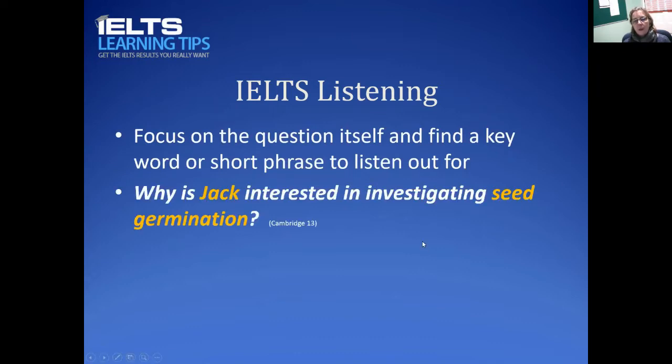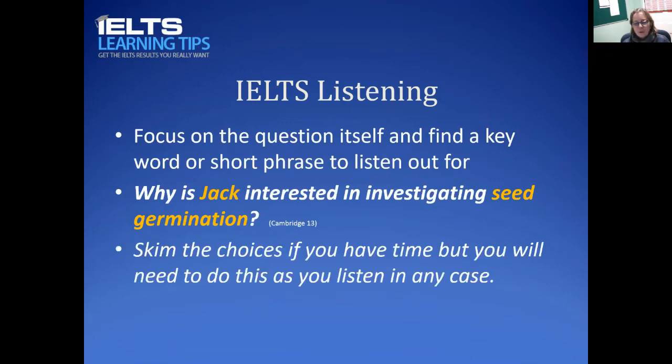So in the example that I'm going to share with you, which is from Cambridge 13, I can't remember which test, it's 1 or 2, we have a multiple choice question, and the actual stem of the question is this: why is Jack interested in investigating seed germination? I've highlighted 2 words here, or 3 words in fact. We need to find out about Jack, and we also need to find out about his connection with seed germination.